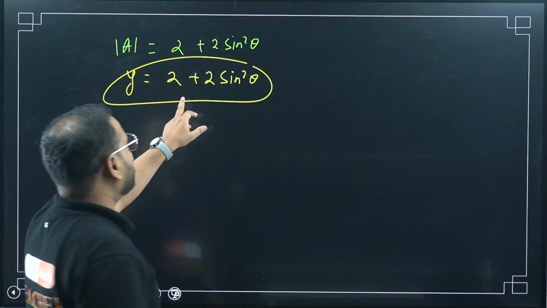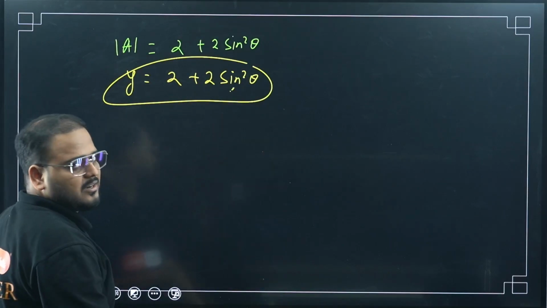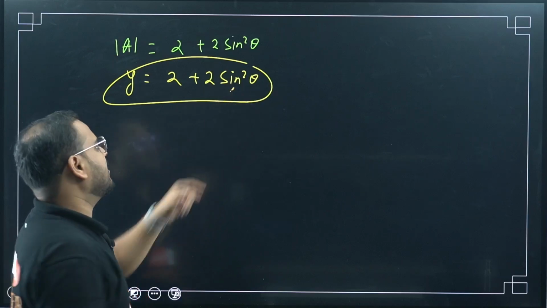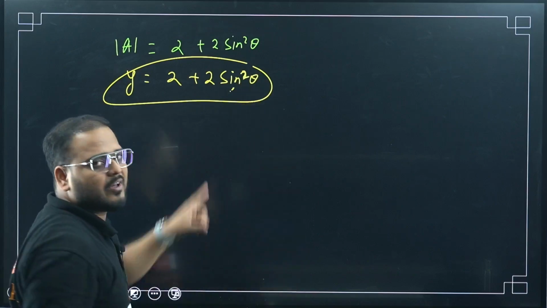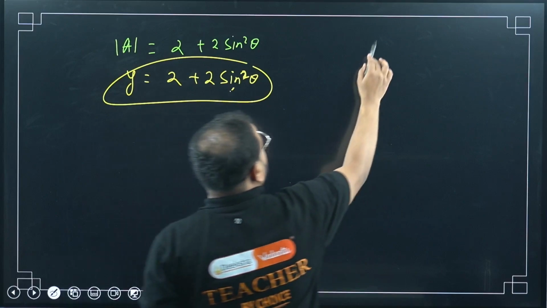So what is the minimum and maximum value of this? Please tell me. What is the minimum value of sine square theta? Sine theta is minus 1, but then it will become positive, right? I have sine square theta here. So the minimum possible value will be at 0. When this is 0, can it be 0? Yes, sir. Theta is given between what?